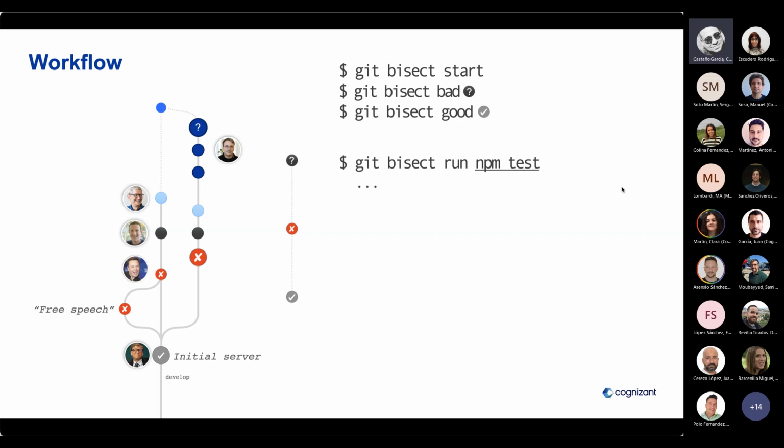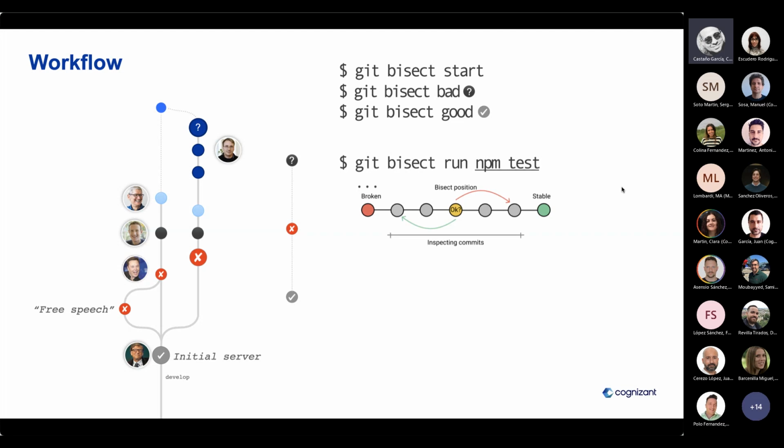Keep in mind that this is not about unit testing. This could be anything. For example, imagine that I want to find the moment where a line was added to a file, for example a line of code, or where the performance got worse. So this is very flexible. I'm using npm test in this example, but it could be any script.